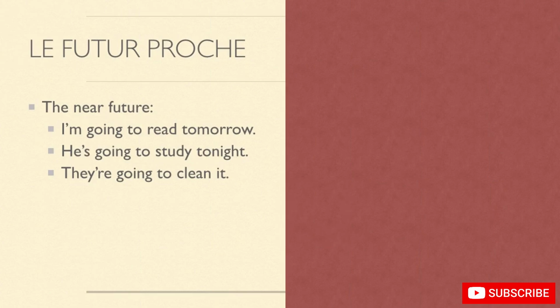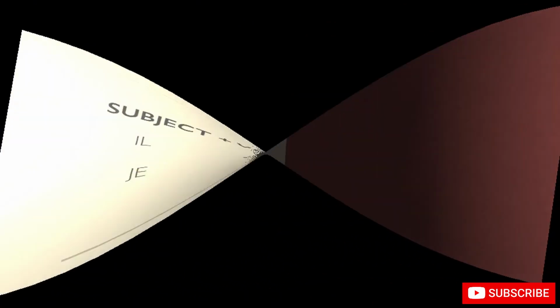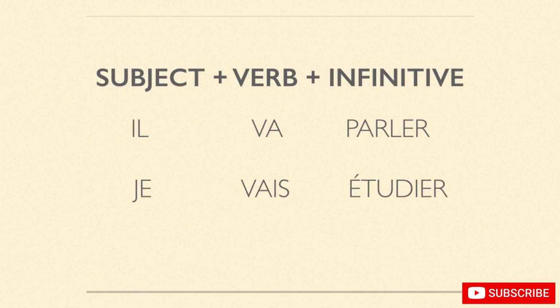So, le futur proche, which is translated as the near future. And some examples in English are, I'm going to read tomorrow, he's going to study tomorrow, they are going to clean it. So, the futur proche, the near future, is always formed with that going, which is aller in French. So, you can see here that il va parler is an example of the futur proche. So, you have the subject, the verb, and the infinitive. Il va parler. Je vais étudier.